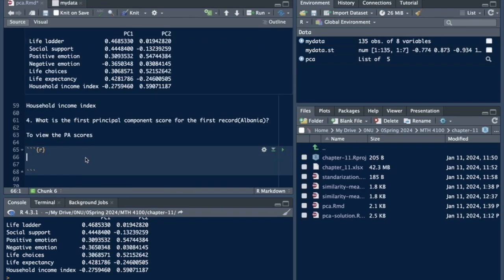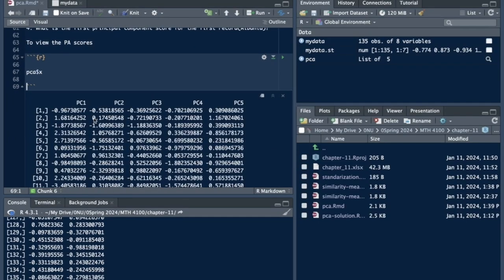The very last question says: what is the first principal component score for the first record, Albania? So now we are going to look at the principal components for the countries. First let's look at PCA x. What does this show us? This shows us the principal component values or scores for each observation. First observation, second, third, fourth, etc. We have a PC1 and PC2 for the first, for the second, etc.